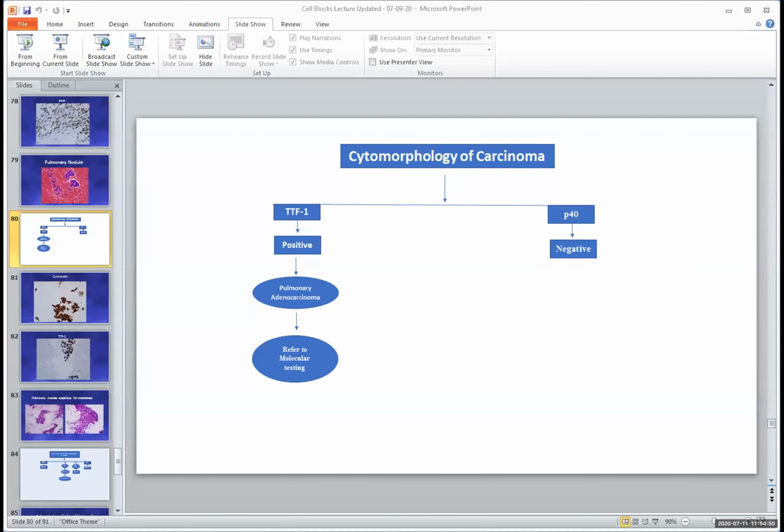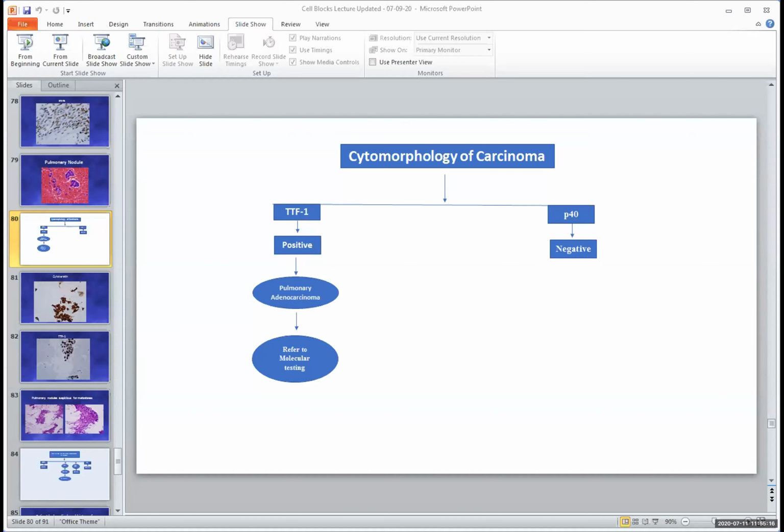And indeed, I did TTF1 and P40. P40 was negative as expected. TTF1 was positive. A diagnosis of pulmonary adenocarcinoma was made. The patient turned out to be high stage, and therefore it was referred to molecular testing of the cell block material for EGFR, ALK, and ROS1 testing.